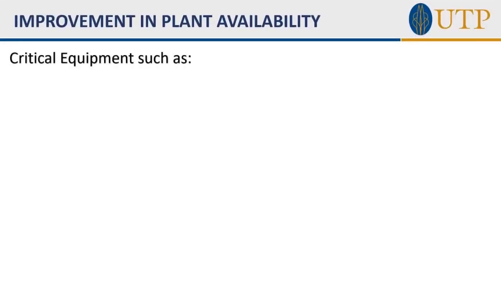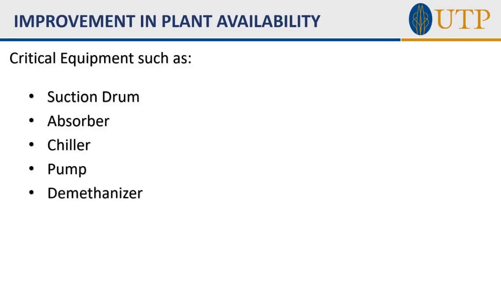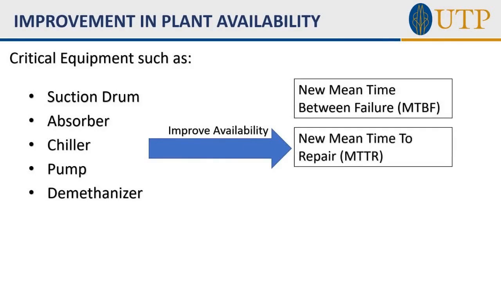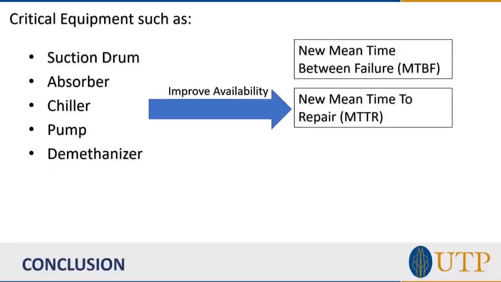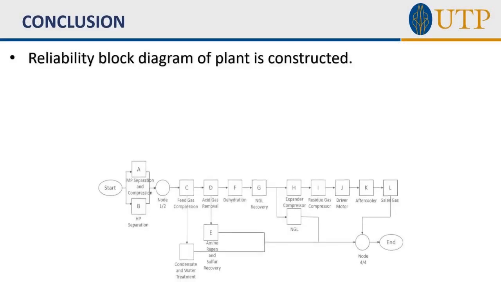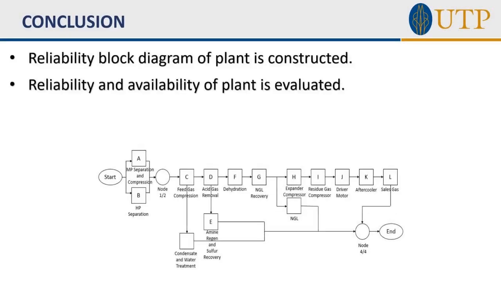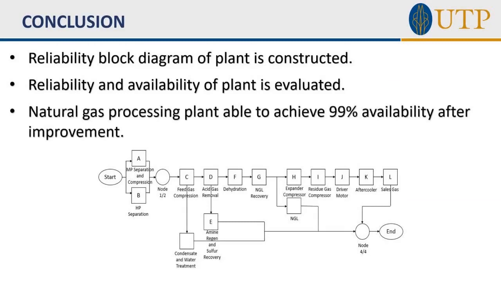Critical equipment such as suction drum, absorber, chiller, pump, and demethanizer are chosen to further improve their availability. The new mean time between failure and the mean time to repair are obtained. In conclusion, the reliability block diagram of the plant is constructed. Reliability and availability of the plant is evaluated by using power law. Lastly, the natural gas processing plant is able to achieve 99% availability after the improvement is made.